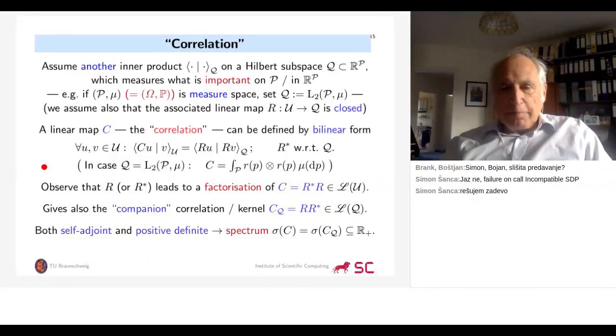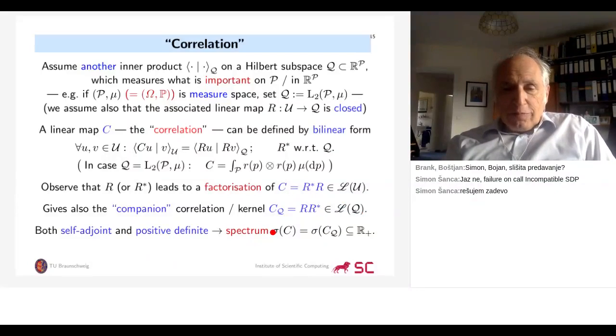And we have to see, what does C look like? Well, C is exactly this. It's R transpose times R. So this is what it looks like. It's a symmetric, positive definite mapping. Of course, we can look at this factorization. That's the factorization on the set of linear mappings on the space Q. It turns out both of them are self-adjoint and positive definite.